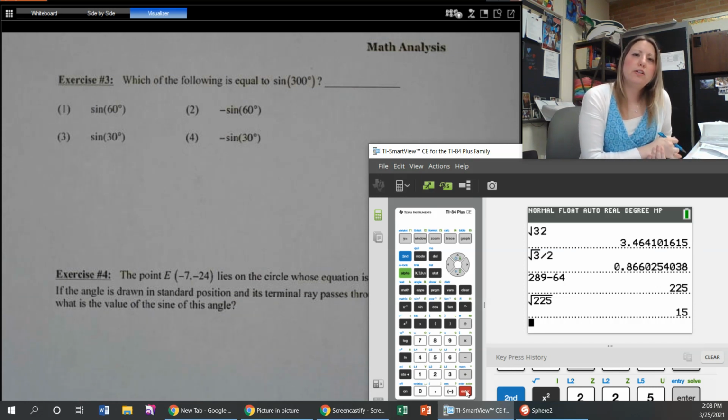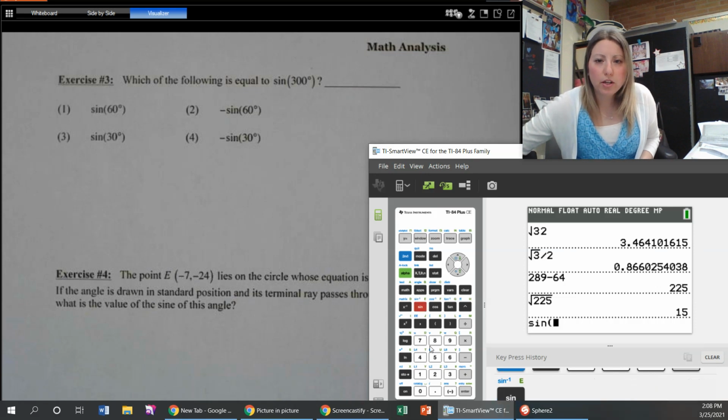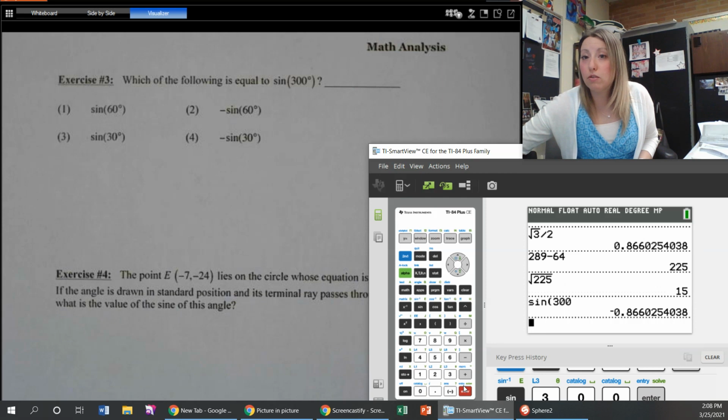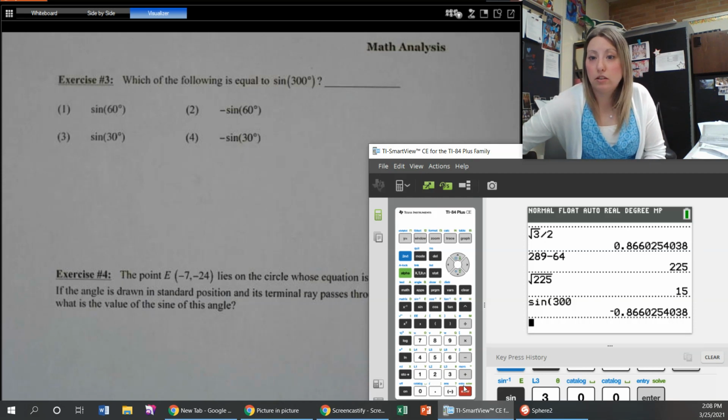Which of the following is equal to sine of 300? Well, let's see if we can see sine of 300 right here. Oh, negative radical 3 over 2. Okay. Well, its reference angle is 60 and it's sine, so that makes sense. We're in the fourth quadrant, so sine will be negative. So we're looking for something that's negative 0.866, right? Following is equal. So let's try them.